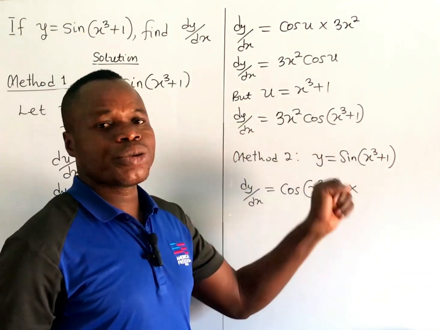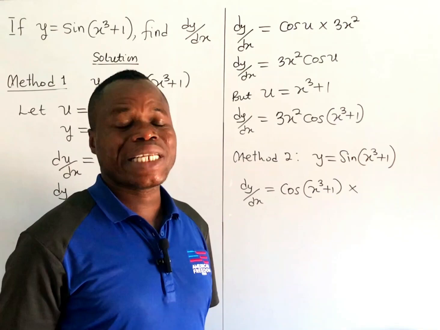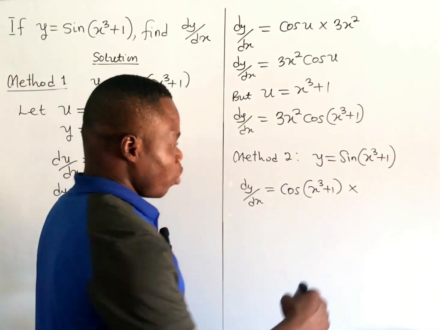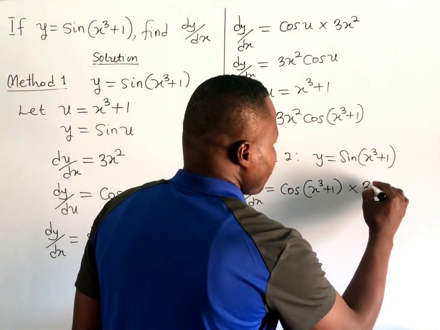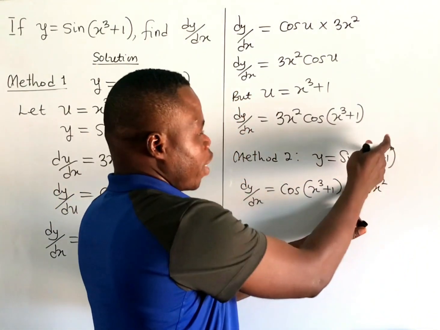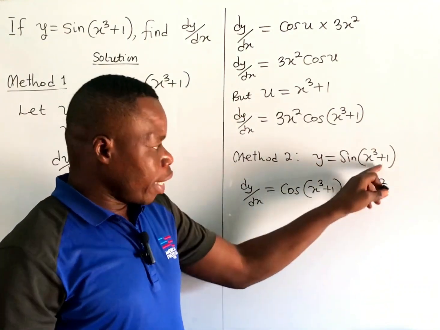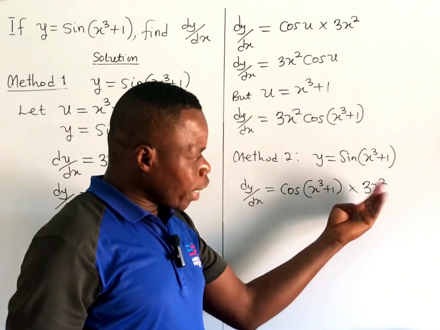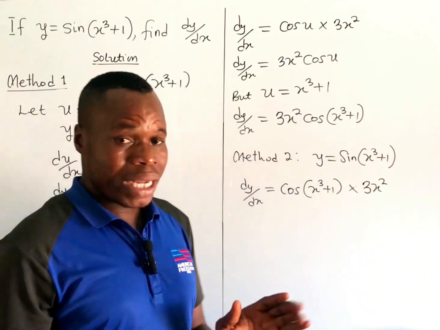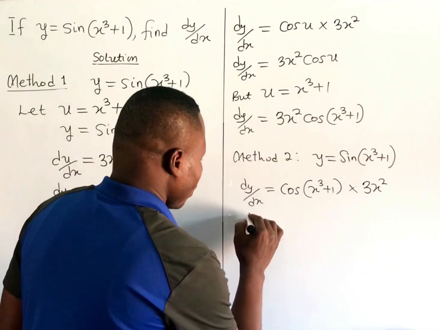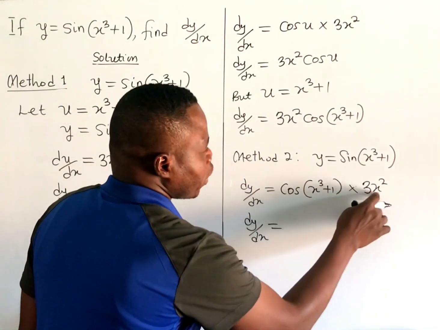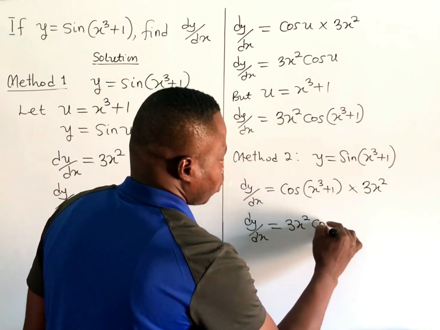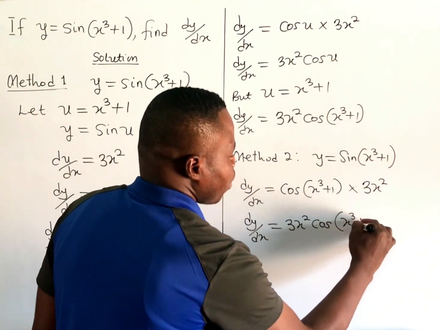Then you forget about this trigonometric ratio. Then differentiate what is inside the bracket. So if I differentiate what is inside the bracket with respect to x, then I'll get what? 3x squared. If I differentiate x cubed, I'll get 3x squared. And the differential of the constant 1 here will give me 0. So in that case, I'll only get 3x squared for what is inside the bracket. So I will now have dy dx equal to 3x squared times this cos. It will give me 3x squared cos, then open brackets and say x cubed plus 1.